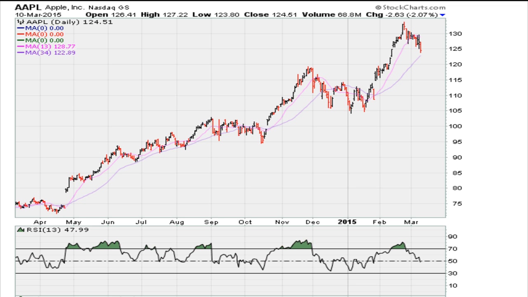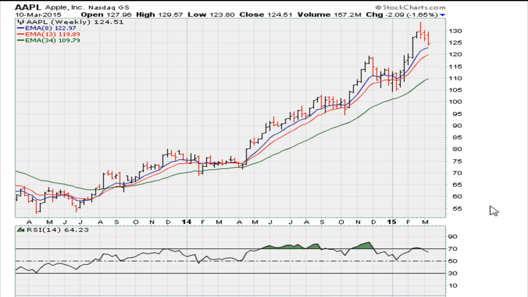We go back to Apple and we're taking a look at the daily. We see a couple of crossovers, as you can see here, which was bullish, a crossover here which was bullish, a bearish crossover here, but the market didn't go down, it was sideways, and then you get a bullish crossover here. So that's one way you can use the 13-day and the 34-day.